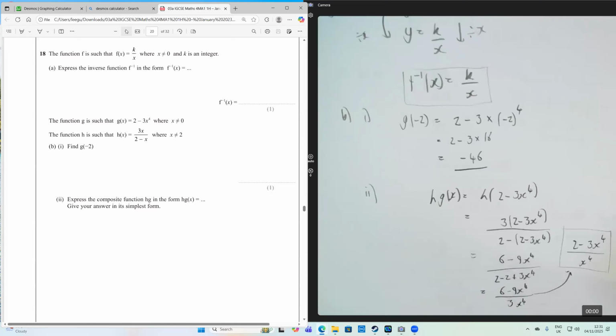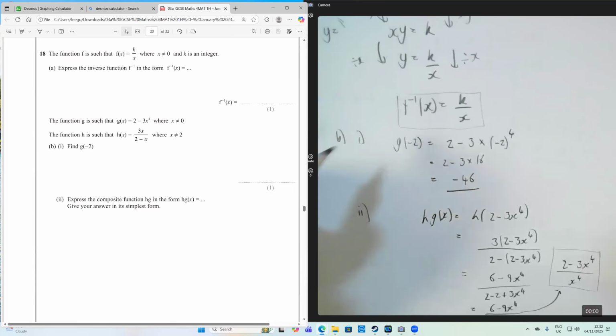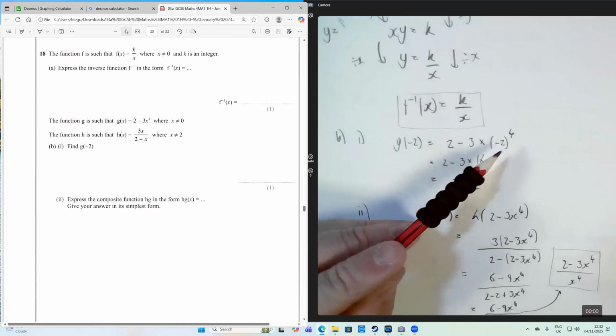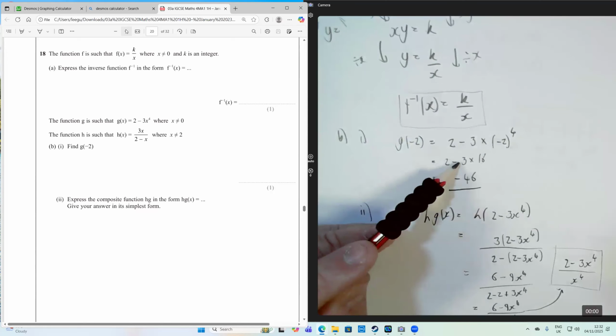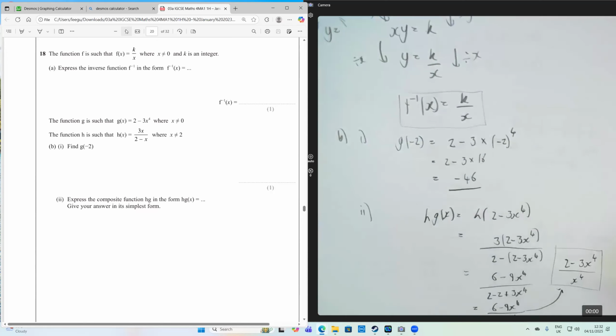Okay, question B, it says the function g is such that g of x is equal to 2 minus 3x to the 4th, and we have the function h of x is equal to 3x over 2 minus x. Find out what is g of minus 2. So g of minus 2, we're going to put minus 2 into our function. So g of minus 2 is going to be 2 minus 3 times by minus 2 to the 4th. Minus 2 to the power 4 is 16. And then we have 2 minus 3 times 16 is minus 46. So that is B part 1.